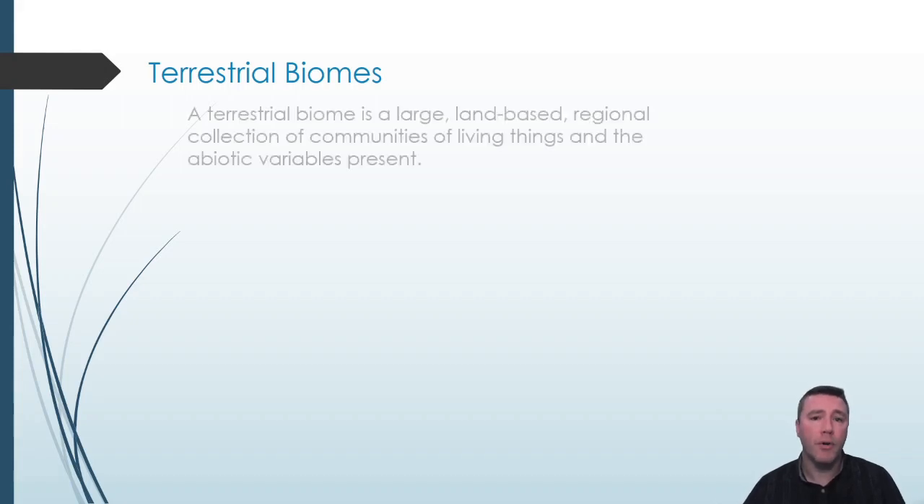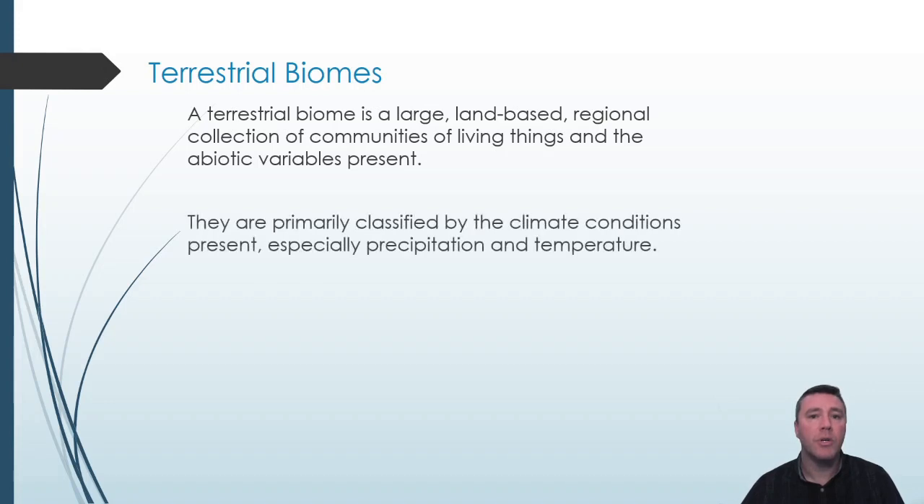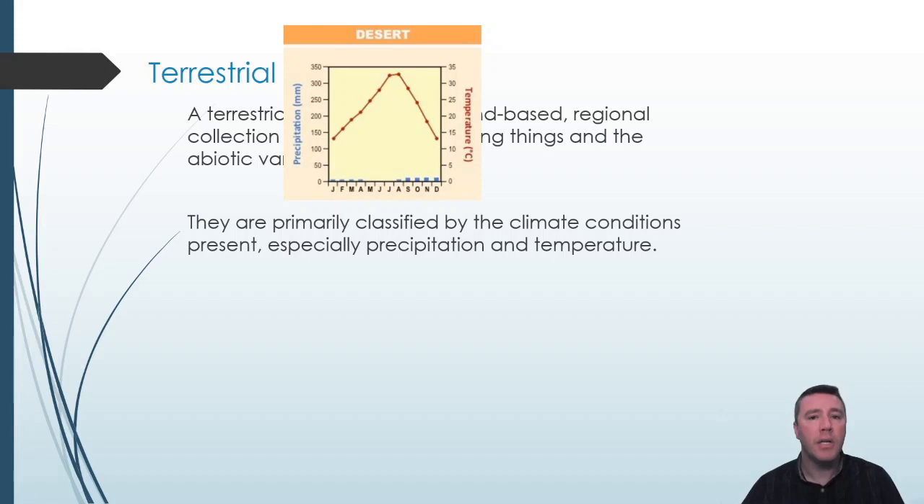Terrestrial biomes are those that are on land, covering a large area, and generally have a collection of communities that are present within each of those biomes. Terrestrial biomes are primarily classified by what kinds of climate conditions are present, most notably precipitation and temperature. Here is an example of how a desert would be classified, based on those two variables.